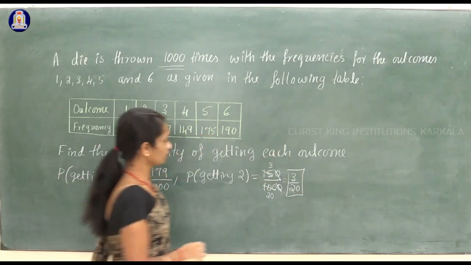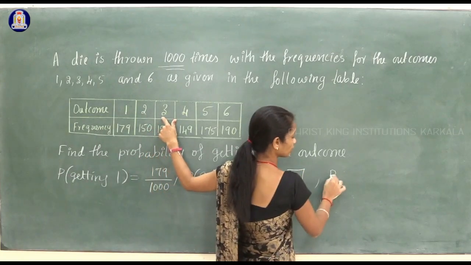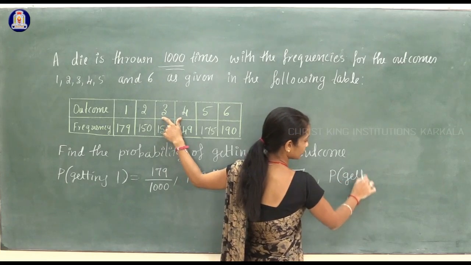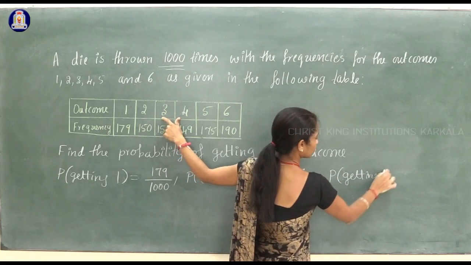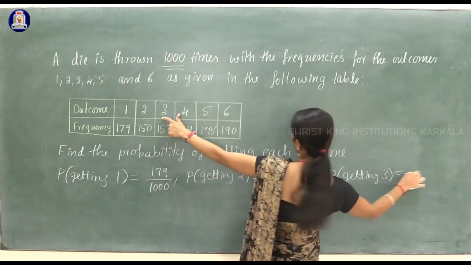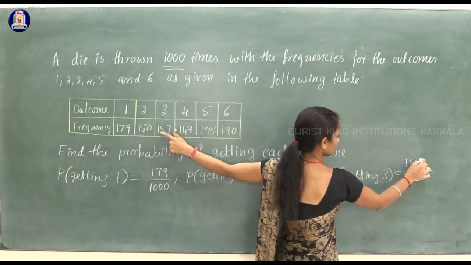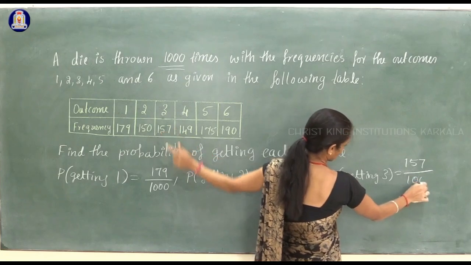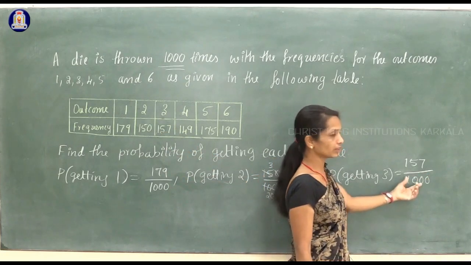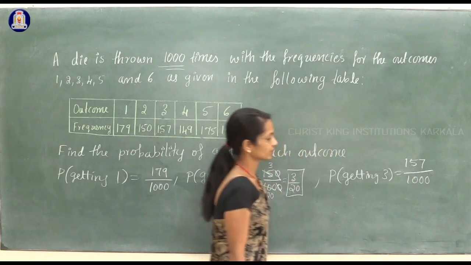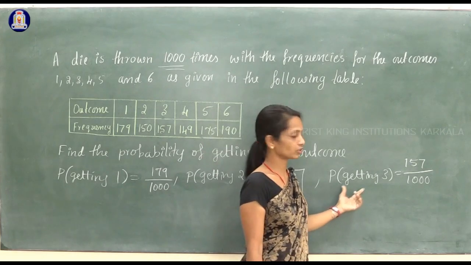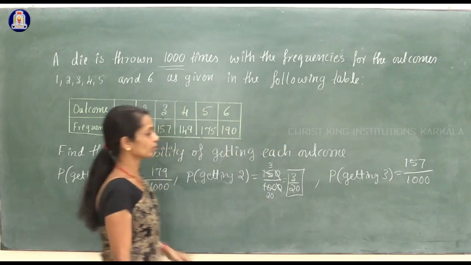And next, the probability of the third outcome, the probability of getting number 3 on the die, that is equal to how many times you got 3 on the die? 157 times out of 1000 times. Total throws 1000, and out of that 157 times you got number 3. So this is the probability of the third outcome.